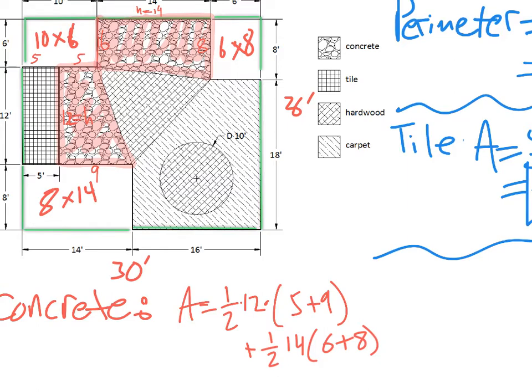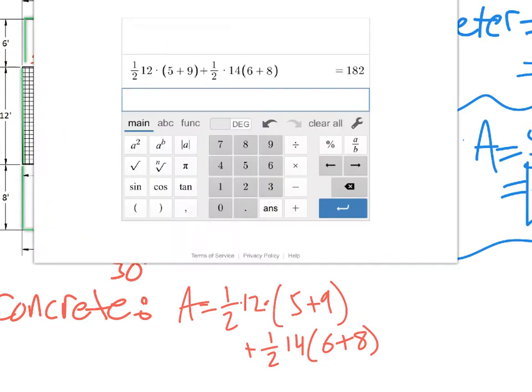All right, now we just need our calculator here, which I think I can bring in. So we can type this in our calculator. We've got 1/2 times 12 times 5 plus 9, plus 1/2 times 14 times 6 plus 8. There it is. Now, by the way, when you're typing things in your calculator, if you can do a few things in your head, it'll be quicker and often more accurate, because you'll make mistakes when you type things in here. And notice I didn't put a times there, but your scientific calculator will understand that that's times. And here, that's times also.